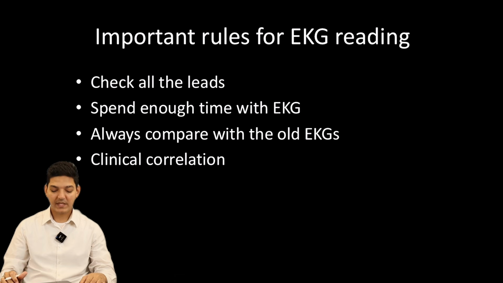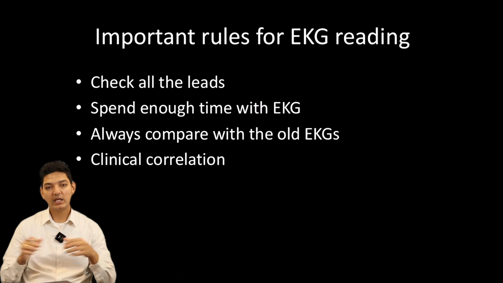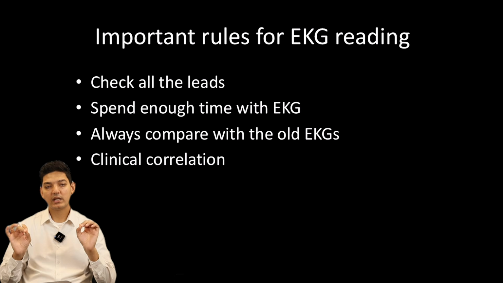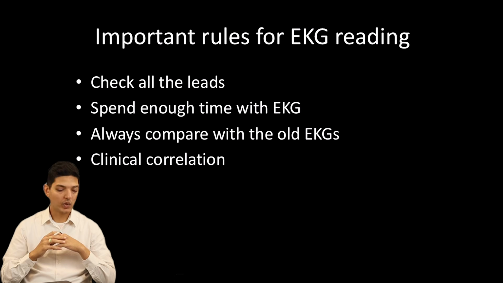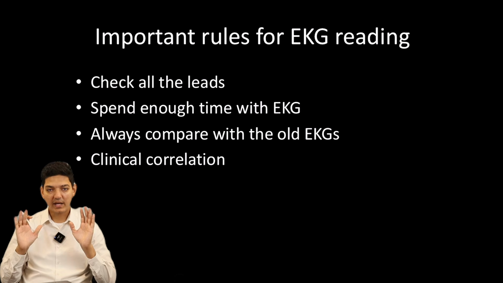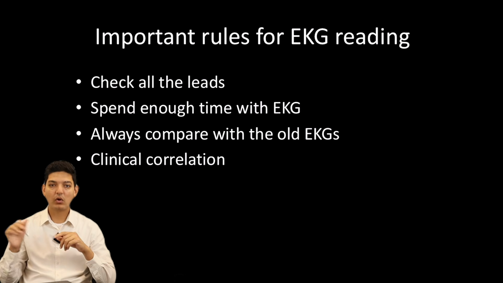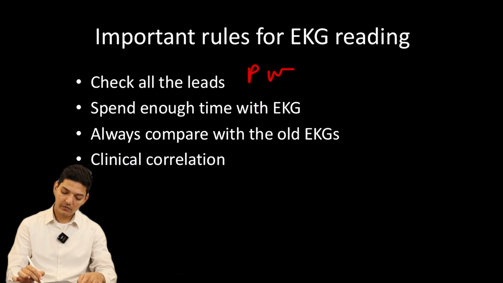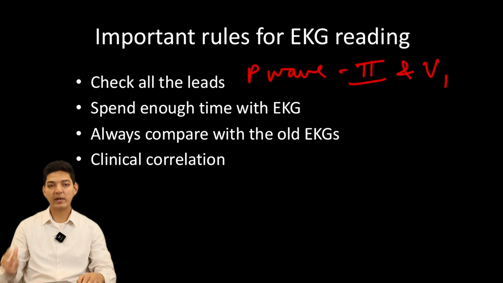All right, some important rules for reading the EKG. The first and foremost rule is to check all the 12 leads. A lot of times I sit one-on-one with the residents and they say, oh, I don't see a P wave, looks like AFib. I ask them to check all the leads, and when they check all 12 leads, they find a P wave. So whenever you want to see a P wave, the best leads are lead 2 and V1, where you have the best chance of seeing a good P wave. But make sure you check all the leads.